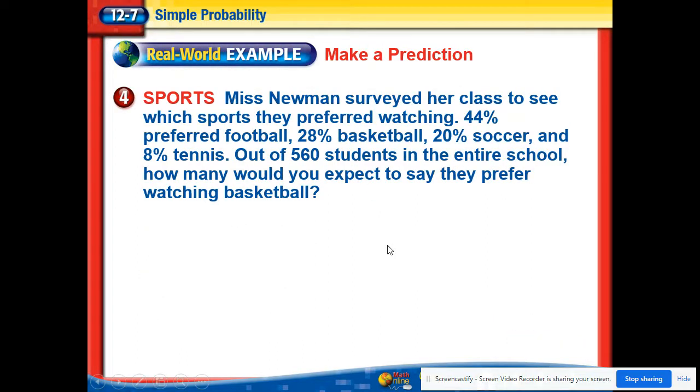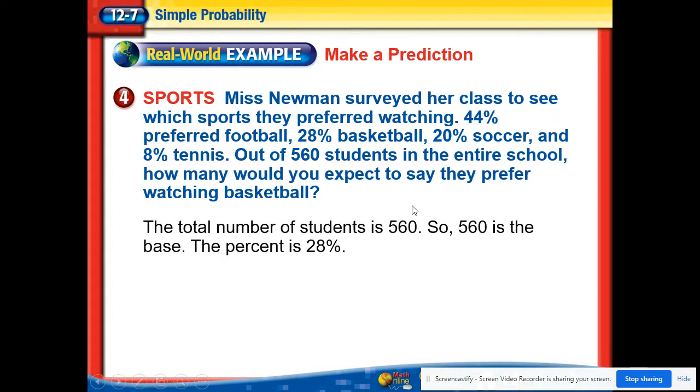All right, so now we want to make a prediction. Miss Newman surveyed her class to see which sports they preferred watching. 44% said football, 28% said basketball, 20% said soccer, and 8% said tennis. Out of 560 students in the entire school, how many would you expect to say they prefer watching basketball? She's taking the information from her class and saying, if this is a normal class, what would the rest of the student body look like? We can go ahead and extrapolate that information and come up with an estimation of how many students would like to watch basketball.